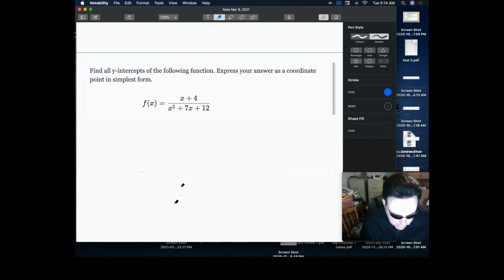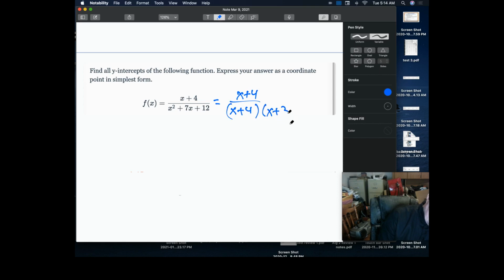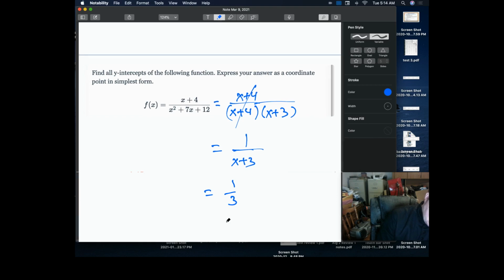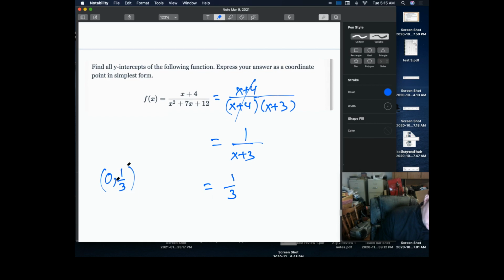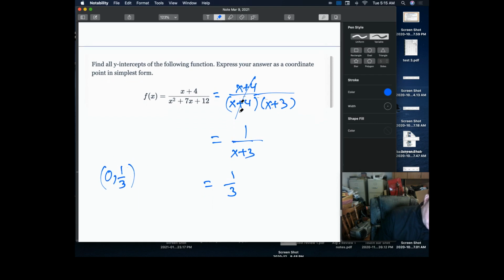Find all the y-intercepts. Again, the first thing I'm going to do is try to factor. So x plus 4, x plus 3. 4 times 3 is 12. 4 plus 3 is 7. X plus 4 cancels out, so we're left with 1 over x plus 3. Okay. And it says find all the y-intercepts. Y-intercept is when x is 0, so this is going to become 1/3. Okay. So 0, 1/3 is the y-intercept. This has a hole at -4, though.